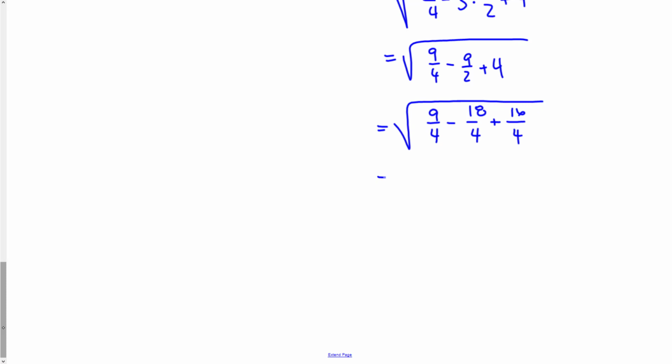Okay, so negative 18 and 16 give me negative 2 plus 9. That will give me the square root of 7/4. Since 4 is a perfect square, let's make it root 7 over 2. And that would be the actual minimum distance to those points.